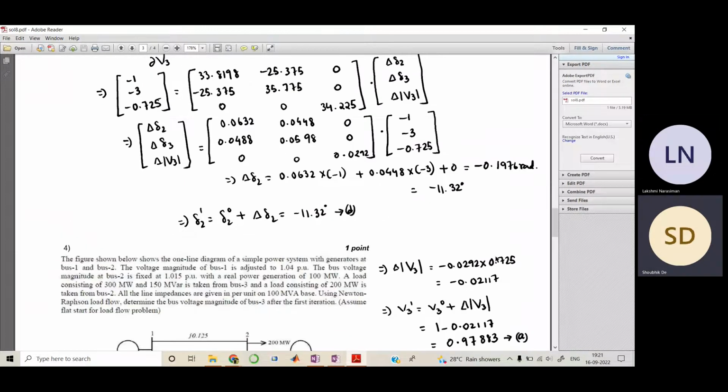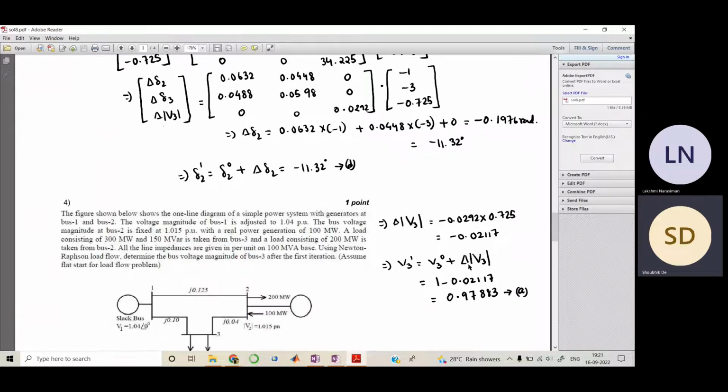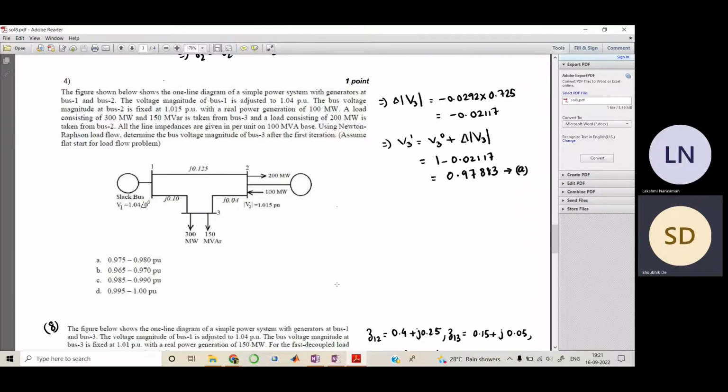Initially I had a confusion, there is not a mod sign on this whole thing, right? There is only a mod sign on V3. So del mod V3 could be negative, and it is coming out to be negative from this calculation. V3 was what? V30 we assumed to be 1 since it was a flat start for the load flow problem. So it comes out to be 0.97883. Pretty simple problem.